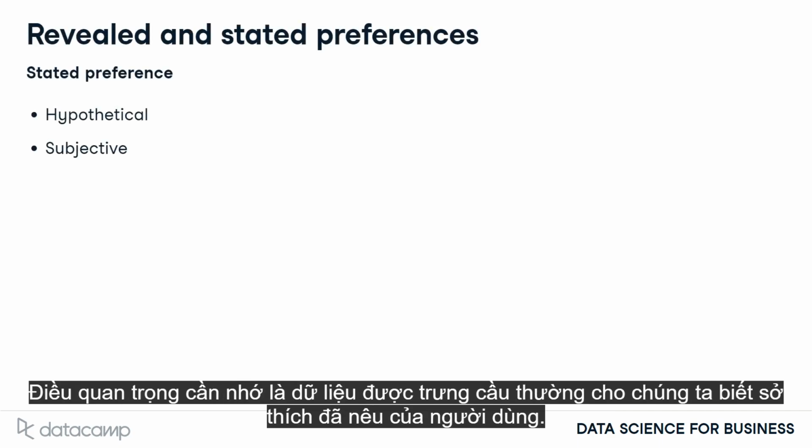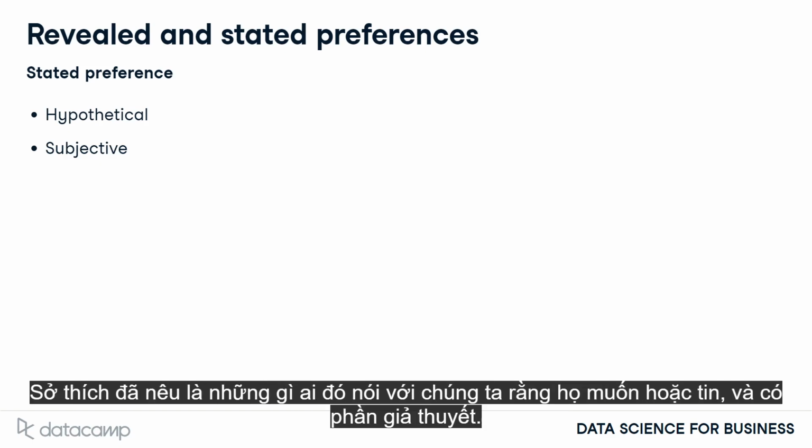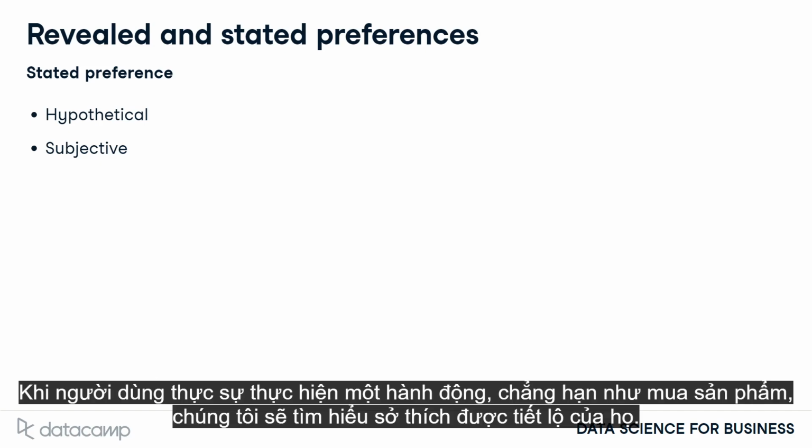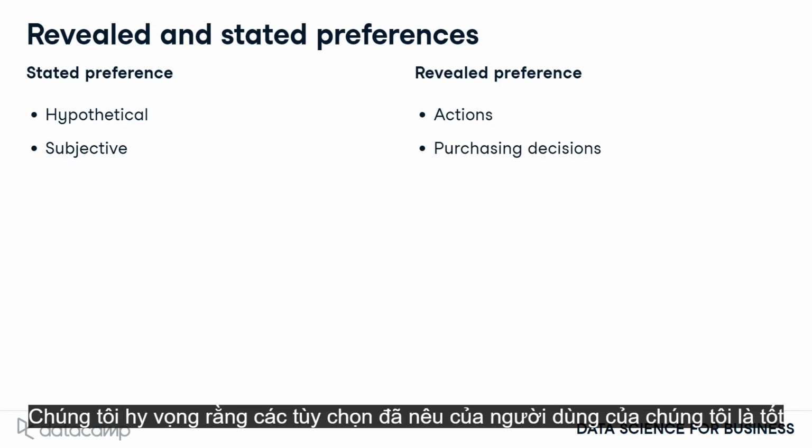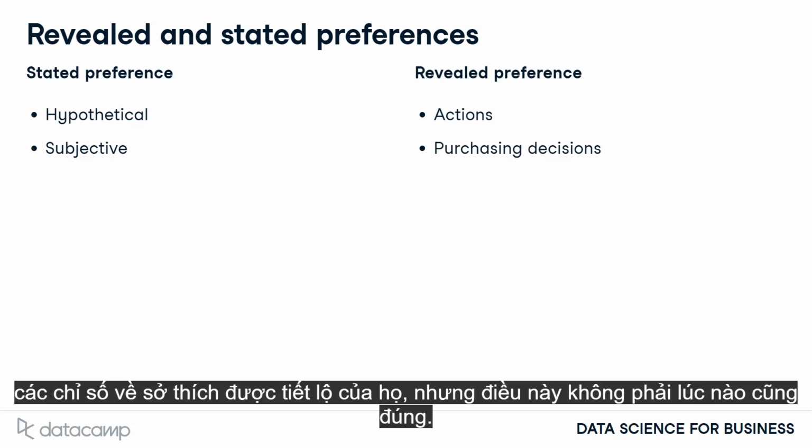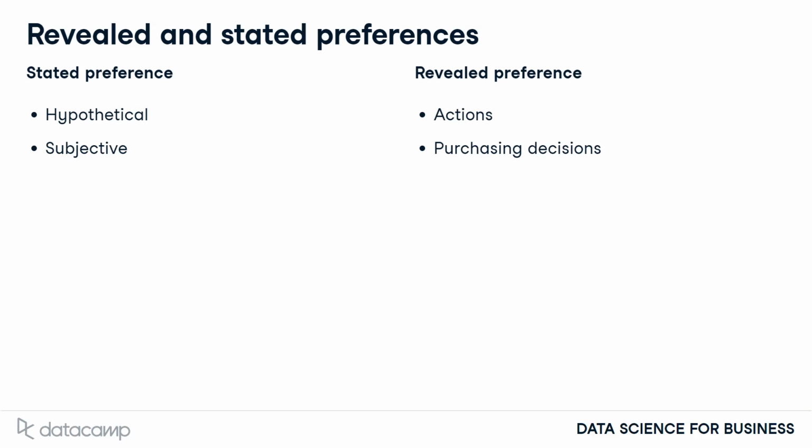It's important to remember that solicited data generally tells us our users' stated preferences. A stated preference is what someone tells us they want or believe, and is somewhat hypothetical. When a user actually takes an action, such as purchasing a product, we learn their revealed preference. We hope that our users' stated preferences are good indicators of their revealed preference, but this isn't always the case.